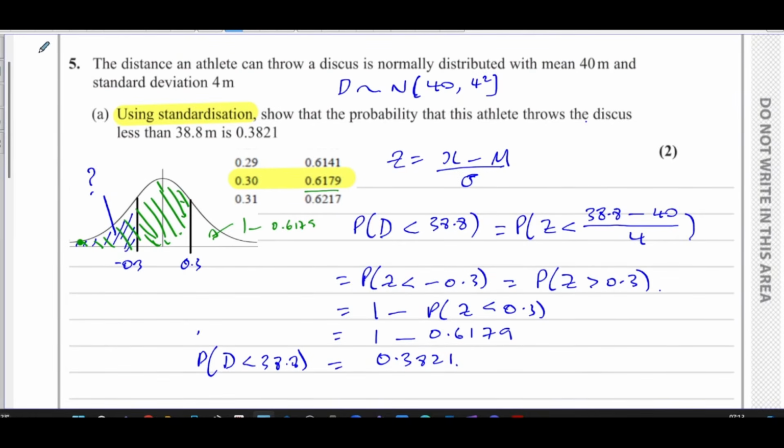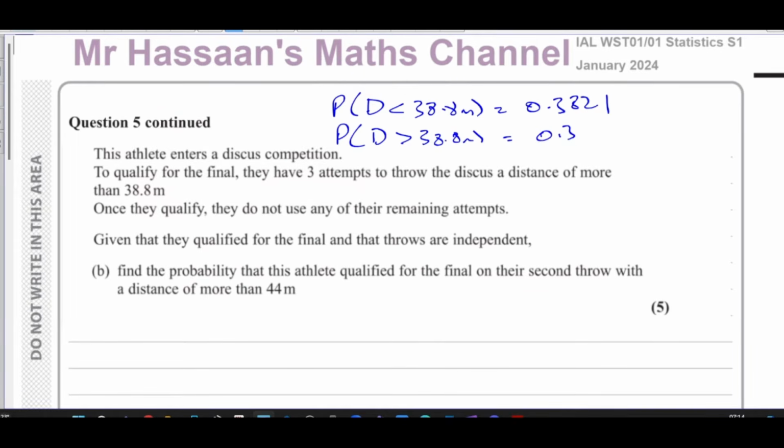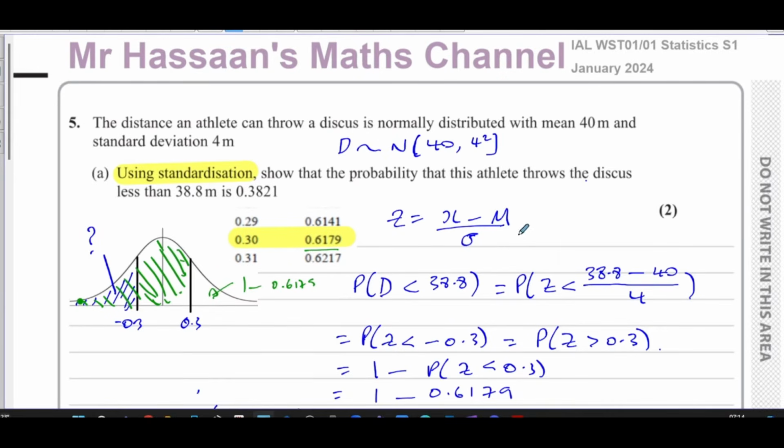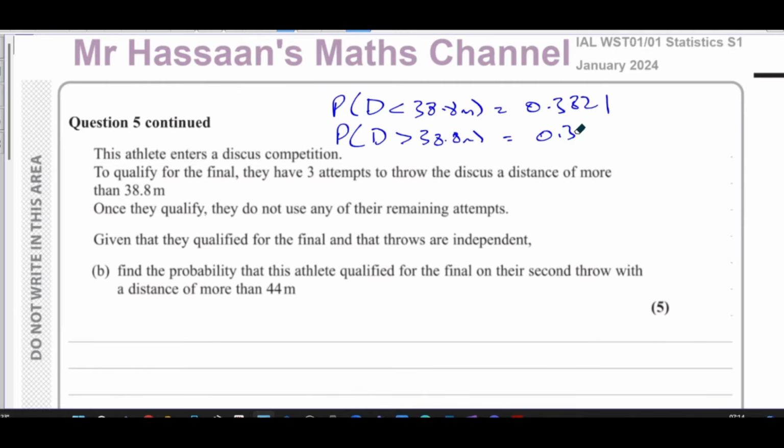Now I'm going to go into part B. I've got it ready on the next page, so let me sort that out. I think we're going to need what we just did: the probability that D is less than 38.8 meters is equal to 0.321, and the probability that D is greater than 38.8 meters is equal to 0.6179. Those we will need for this question.